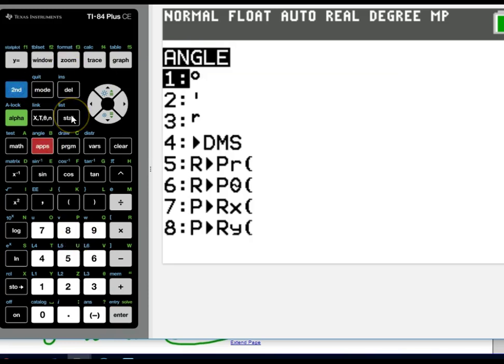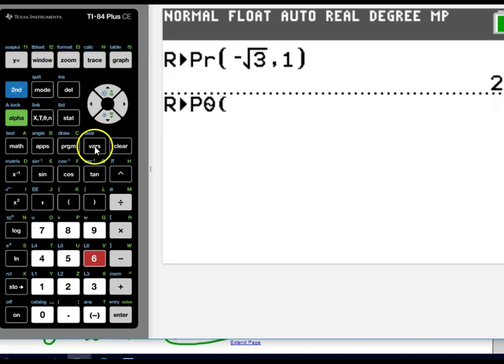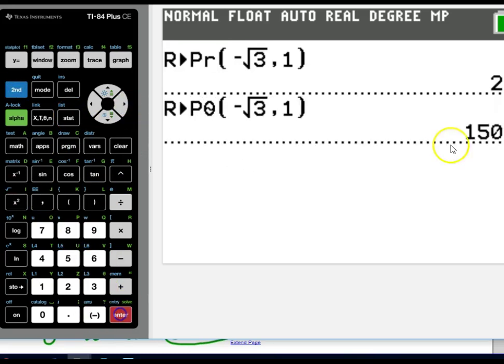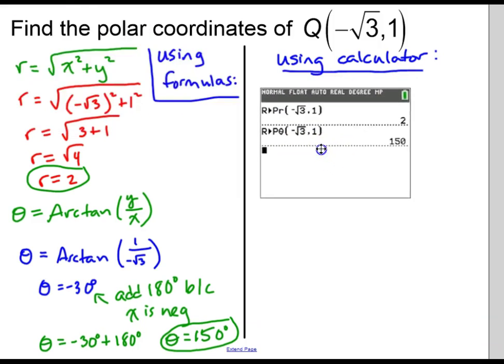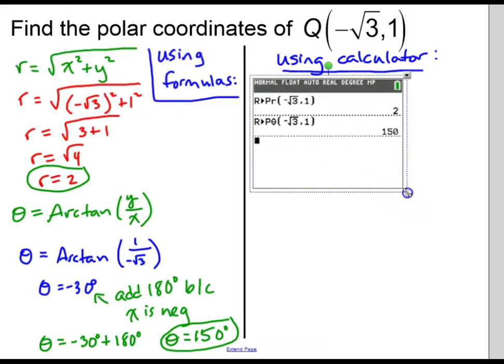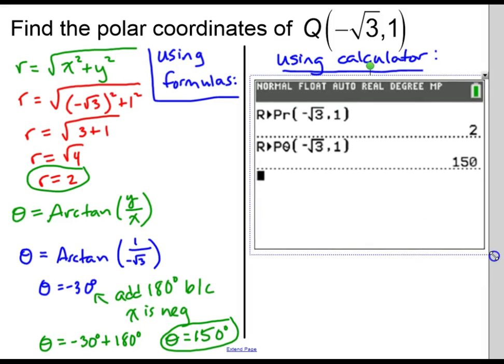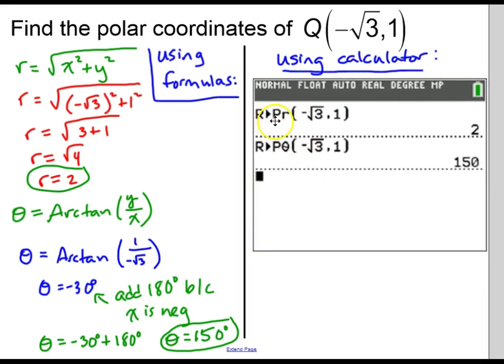Choice 6 now. Okay, and again, as we said before, when you use the angle menu, you do not need to add on the 180. It does the figuring for us. Okay, let's grab a screenshot of that and grow that a little bit. So what I'd like you to do is take some notes for yourself about what that set of keystrokes looks like on the calculator.